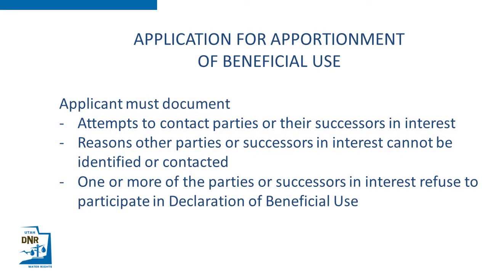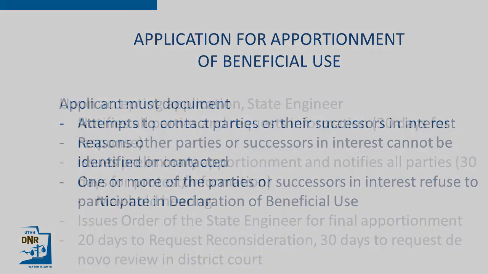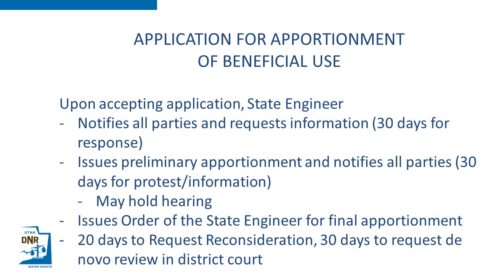When filing an application for apportionment, the applicant must document attempts to reach the other parties or successors in interest, the reasons other parties or successors in interest cannot be identified or contacted, or that one or more of the parties or successors in interest refuse to participate in the declaration of beneficial use. Upon accepting the application, the state engineer will notify all parties and issue a request for information. All parties have 30 days to submit information.